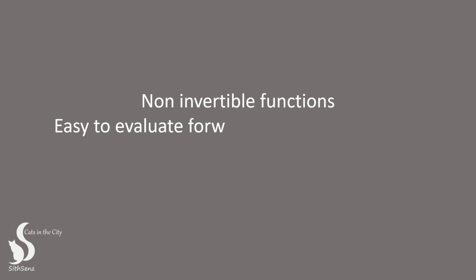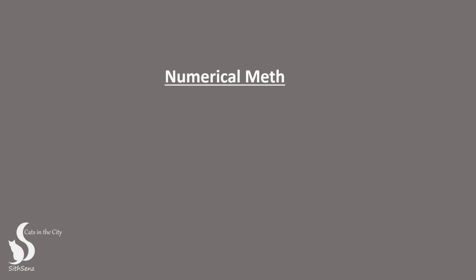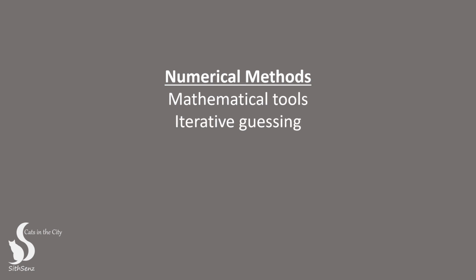I see, this is a non-invertible function. This function is easy to evaluate forward but difficult to invert. Yes, it's easy to find the value of y given a value of x, but it's very difficult to do the reverse, i.e. to find the value of x given a value of y. We can use numerical methods to approximate the solution for x, given a value of y.